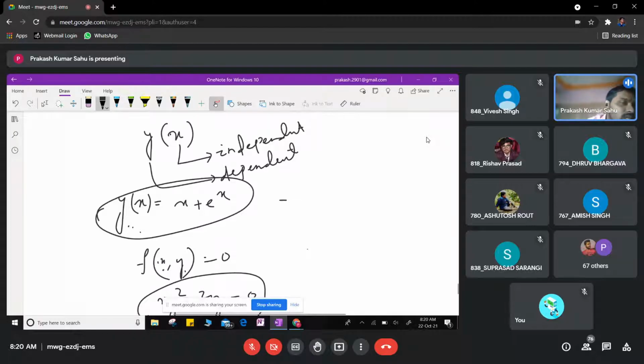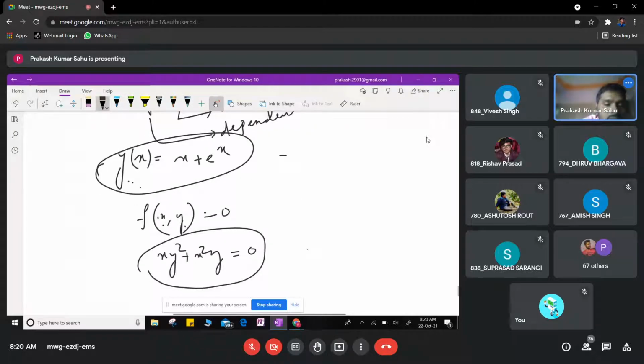And what is implicit form? Implicit form is where x and y are written together, like x y square plus x square y is equal to 0. Here the independent variable and the dependent variable are written simultaneously. This type of form is called implicit form.